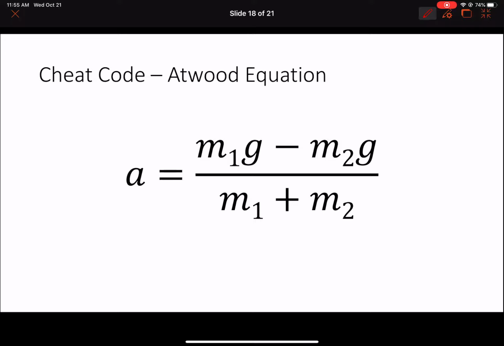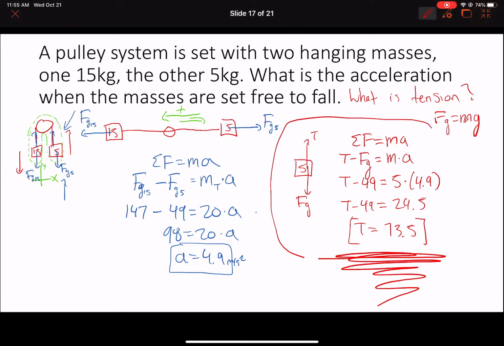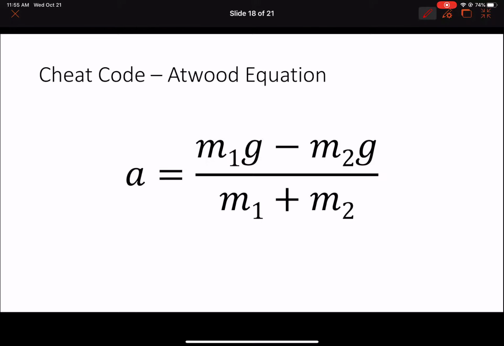So that's the problem with this equation. It doesn't give you the tension. And so you would have to do this internal work here, all over here, to find the tension once you have the acceleration. But this will make it easier on you. This only works if you have two masses on a pulley system, okay? So this is M1, this is M2.